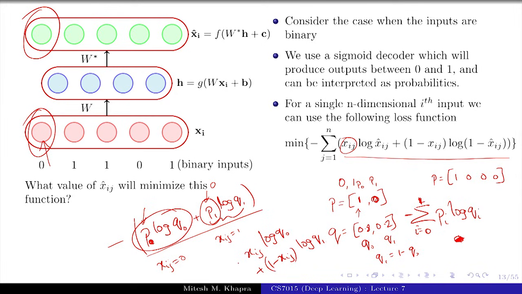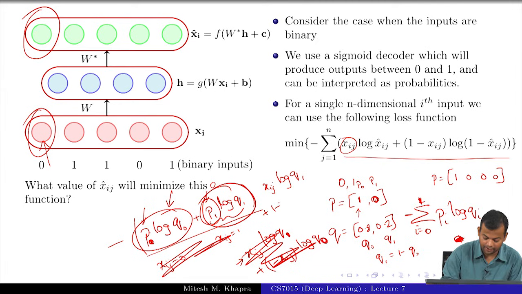Now let us look at it again. Sorry, I made a mistake here. It should have been xij into log Q1. Let me just rewrite it. I can write the first term as xij into log Q1, and then the second term as 1 minus xij into log of Q0.